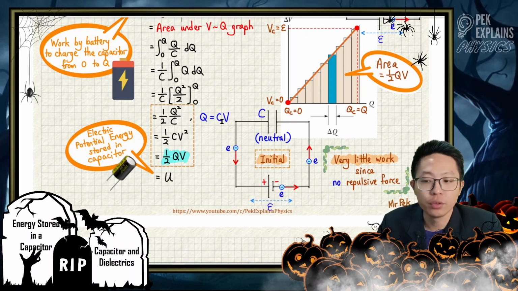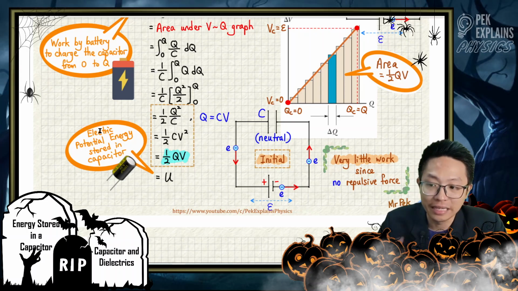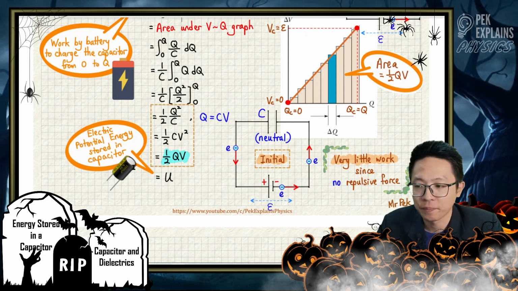And then we know that Q equals CV. We apply this formula back. We substitute Q with CV, so you get C squared V squared over C. So that's why you get half CV squared. And we can also further substitute this formula into the CV here, so you get half QV. And this is the energy stored in the capacitor, which is called the electric potential energy stored in the capacitor.